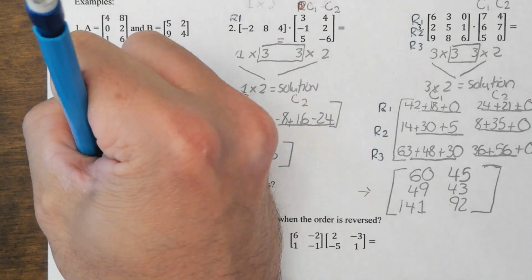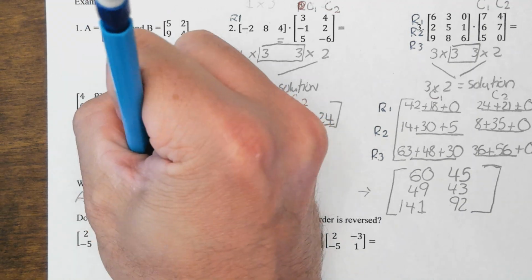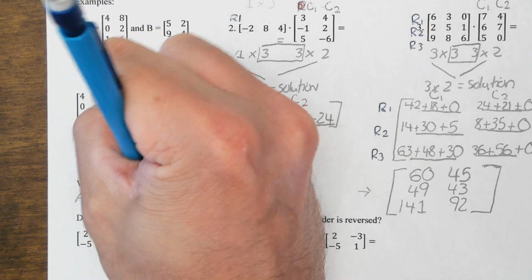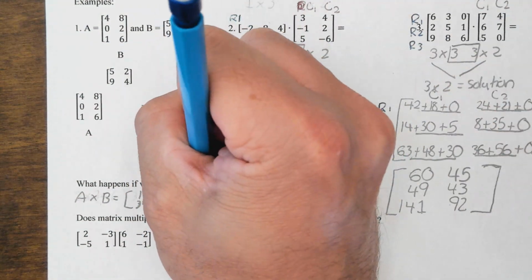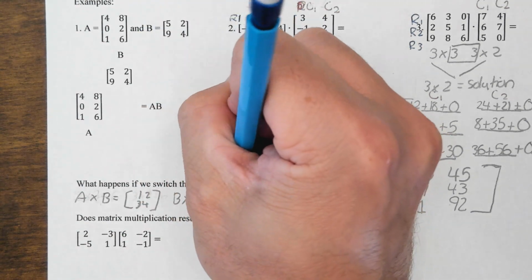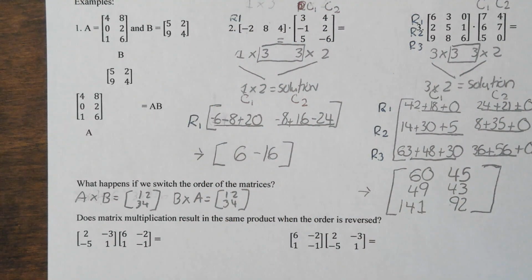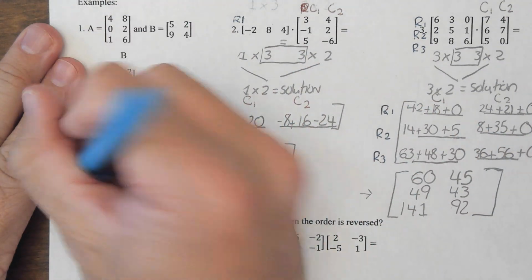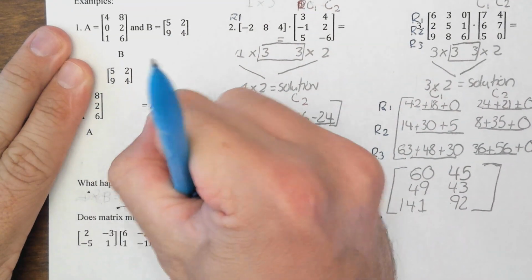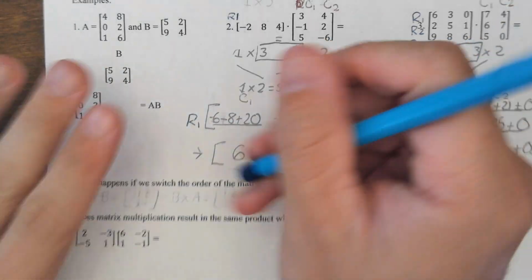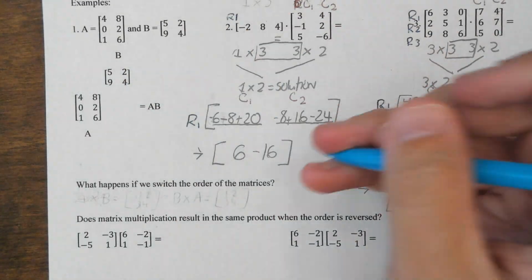Say A times B gave us this matrix 1, 2, 3, 4. That does not mean, though, that B times A also equals that. It's not guaranteed. And the reason is sometimes when you switch, it just has to do with the anatomy of a matrix.